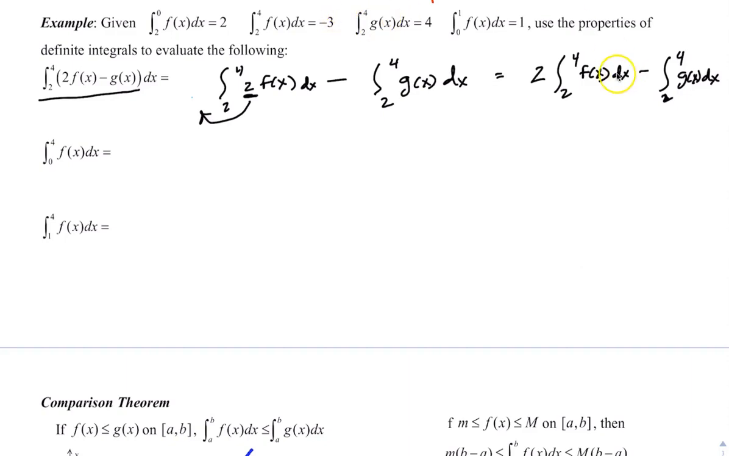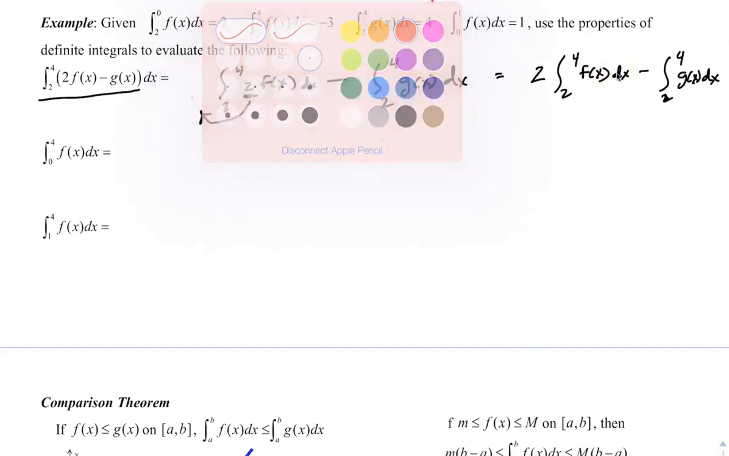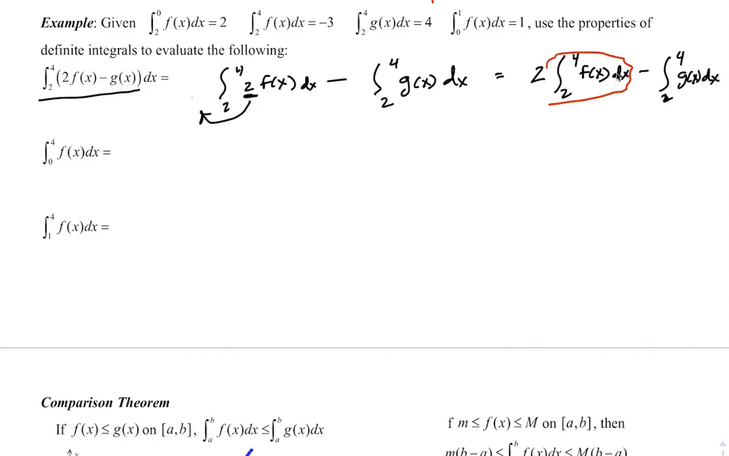Now I can substitute things in. This right here equals -3, so 2 times -3 is -6. And this right here equals 4, so minus 4. So I get -10. So that's the way it works. Keep in mind, a lot of people just want to plug in -3 for f of x. -3 does not equal f of x. -3 equals the integral from 2 to 4 of f of x. So you have to get that by itself first. It's a very important point. A lot of people just skip that. So that's how that one works.